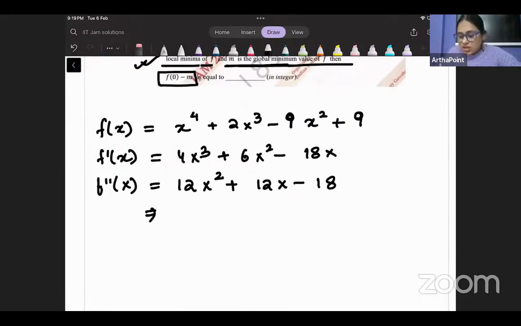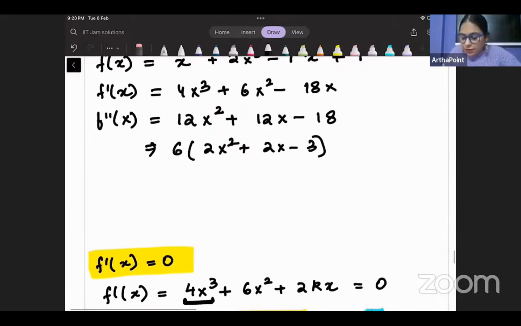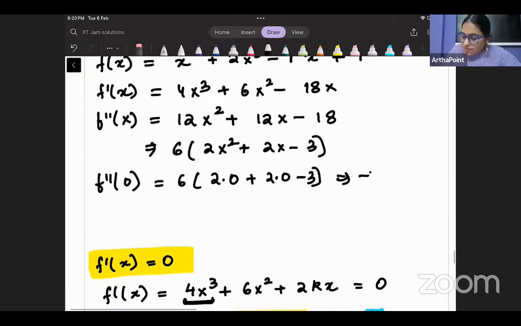I can just take 6 common. I will get 2x square plus 2x minus 3. Clear? f double dash x है. बेटा what will be f double dash 0? 6, 2 into 0 plus 2 into 0 minus 3. That means minus 18. क्या हो जाएगा इसका वैल्यू बच्चे? It will be minus 18. Am I clear with it?